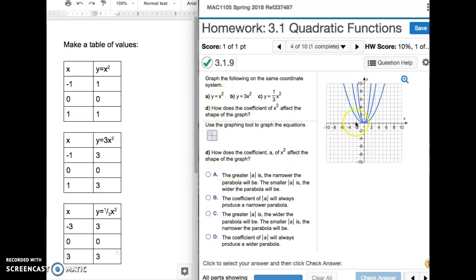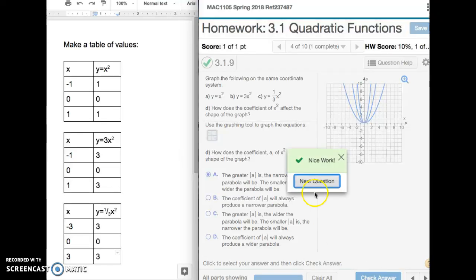Well, my first graph was y equals x squared. That was the one in the middle. With a 3 out in front of the x squared, I got my second parabola, which was the narrow parabola. So that 3 resulted in a very narrow parabola. Now the 1/3 in front of the x squared resulted in a wider parabola. So out of these options, the one that makes sense here is that the greater the absolute value of a is, the narrower the parabola will be. And the smaller the absolute value of a is, the wider the parabola will be.